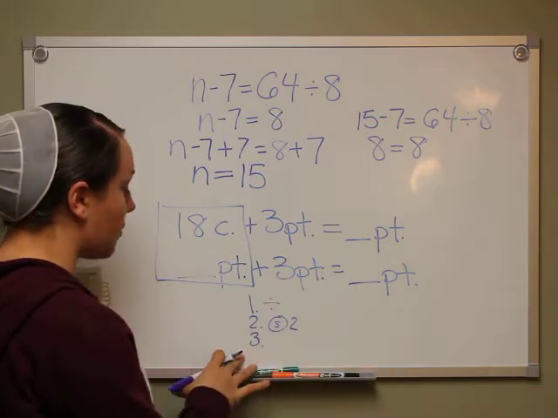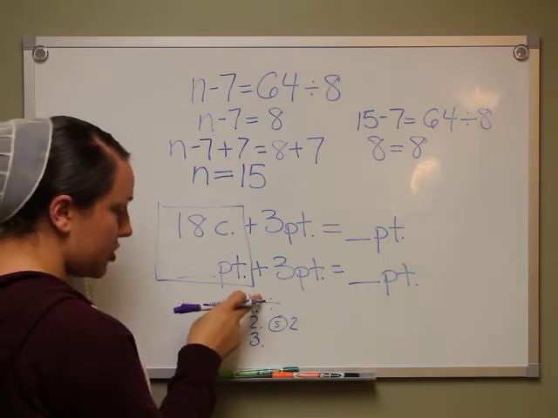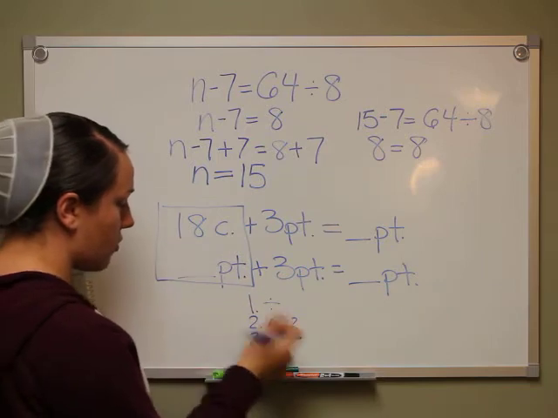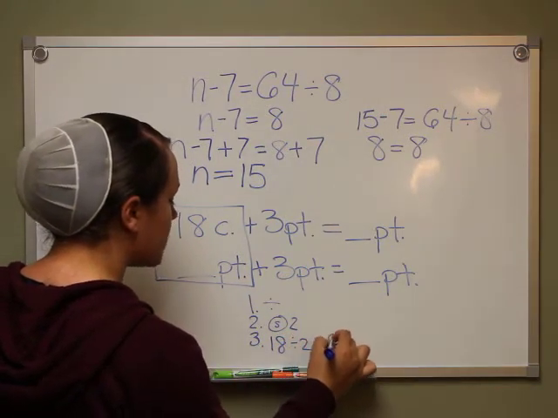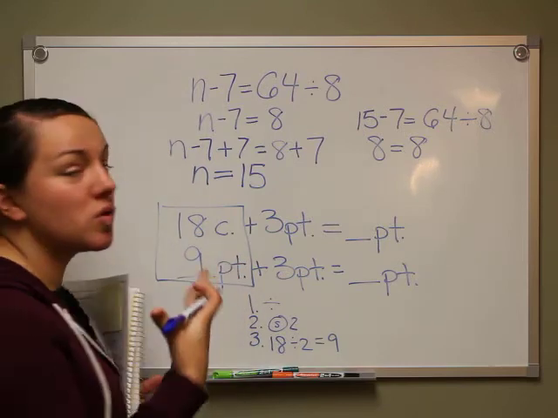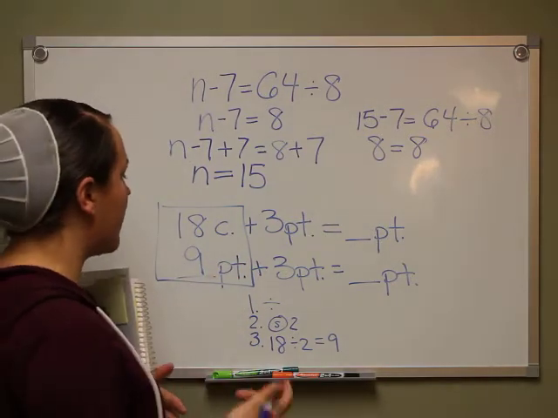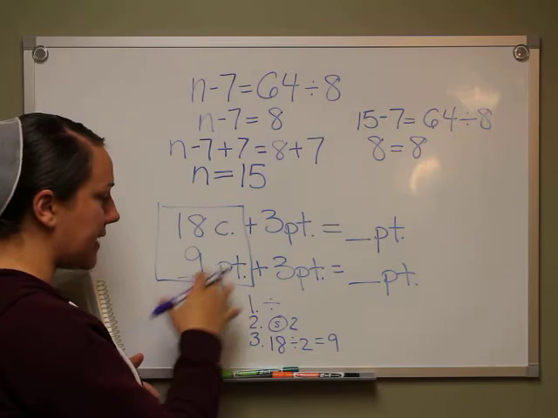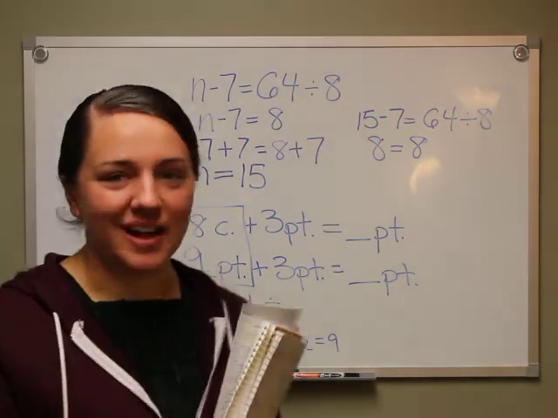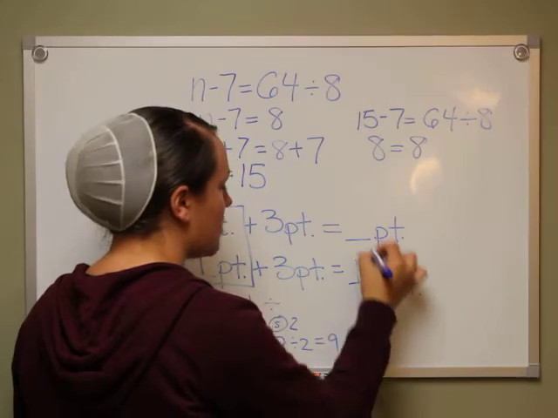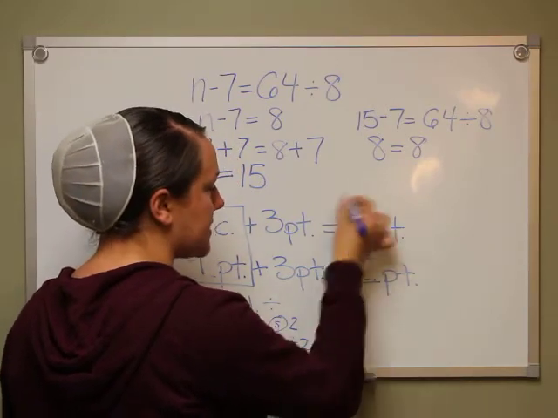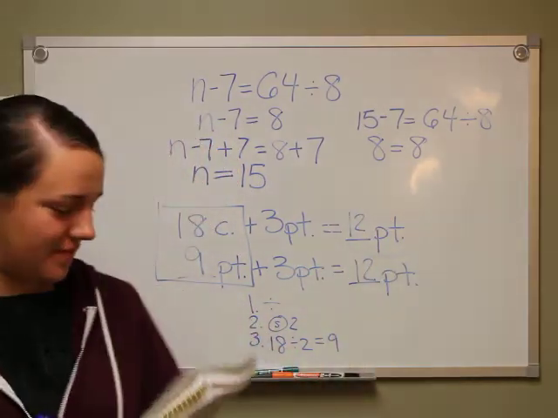Now, for our third step, we're going to take 18 and we're going to divide by 2. We're going to use the 3 things that we have here. 18 divided by 2 equals 9. Now, 9 goes in the box. Now we can solve. We have 9 pints plus 3 pints equals what? 12 pints, right? So now we write 12 in both of our boxes, and our answer is 12 pints.